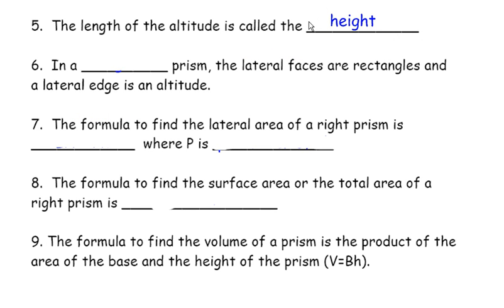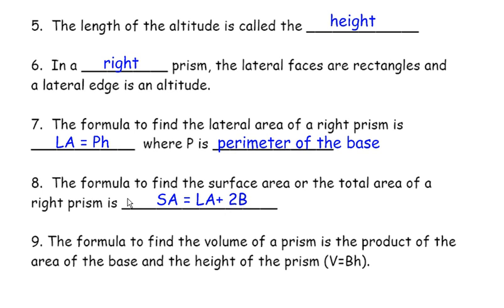All right, so the length of my altitude is called the height. And then in a right prism, which are the only ones we're going to be dealing with in this unit, the lateral faces are rectangles, and a lateral edge is an altitude. And we already talked about the formulas. The formula to find the lateral area of a right prism is the perimeter times the height, where P is the perimeter of the base. The formula to find the surface area, or the total area, is that lateral area plus 2 times the area of the base. And then the formula to find the volume of a prism is the product of the area of the base times the height. You need to memorize these formulas.